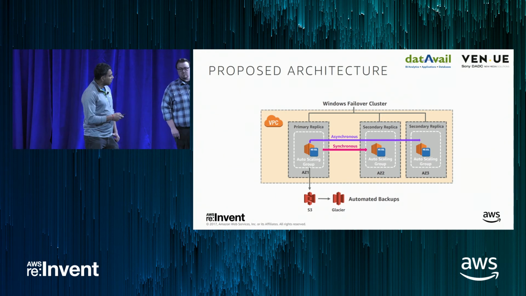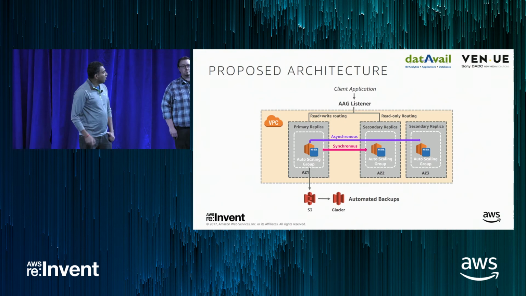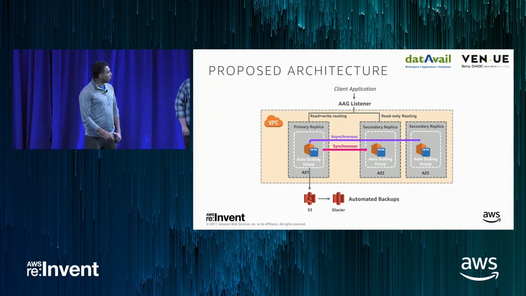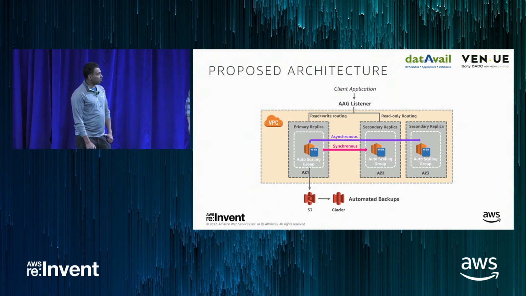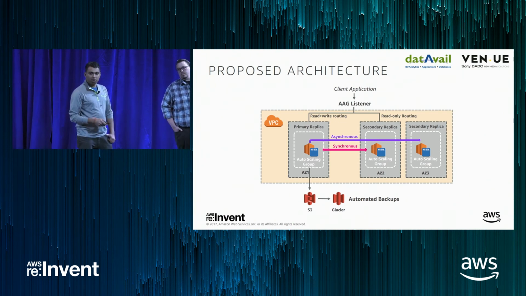One of the other interesting things we did was we configured the read-only routing at the AAG listener level. So the client application basically connects to the AAG listener. Both the OLTP workloads and also the reporting workloads connect through the AAG listener. As you can see, the read and write queries are automatically routed to the primary replica, and the read queries are routed automatically to the secondary replica in AZ2. We used S3 and Glacier for backups, and I'm going to defer to Blaine to talk more about how they leverage auto-scaling groups to automatically replace the failed node at each AZ.